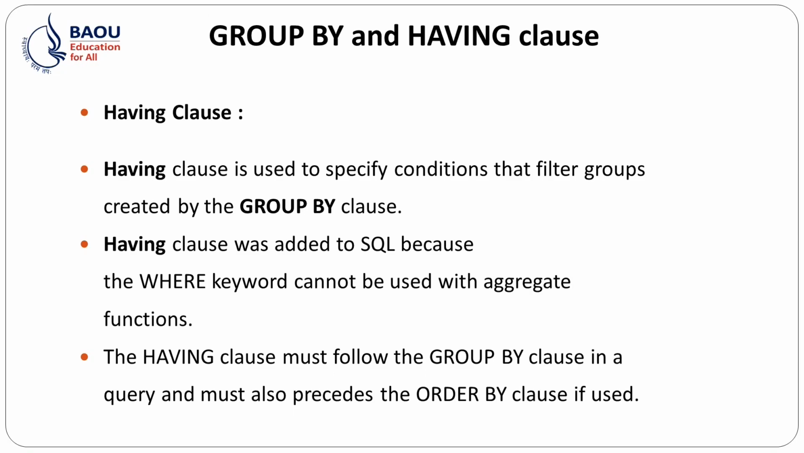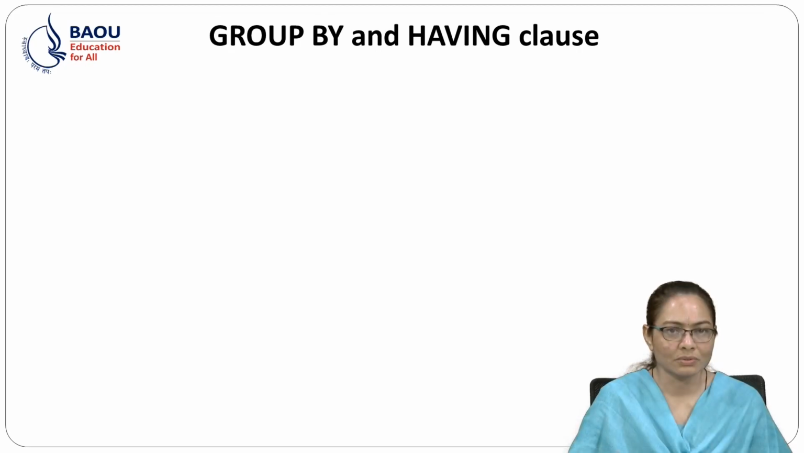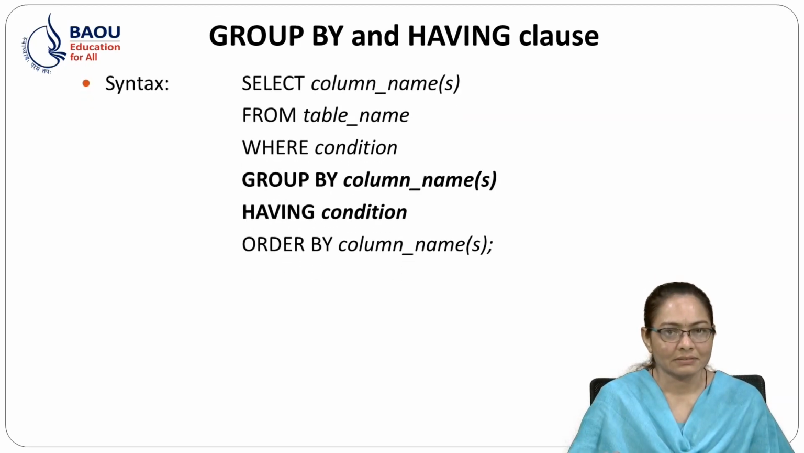So the having clause must follow the group by clause in the query and must also precede the order by clause, if we use it. See the syntax of the having clause. Select column names from table name, then where condition, group by column names, having condition. Always, the having clause is used with a condition which applies on a group by clause.